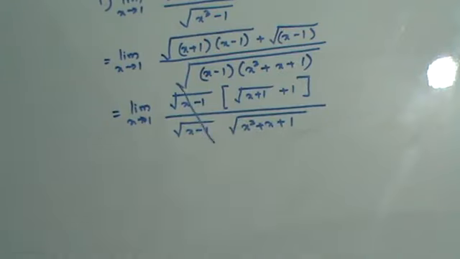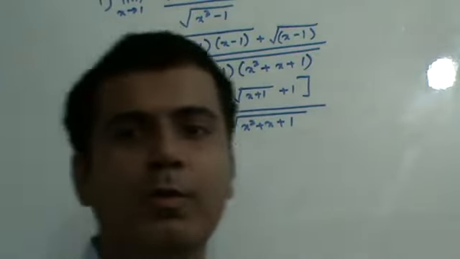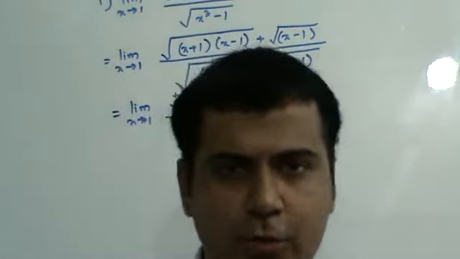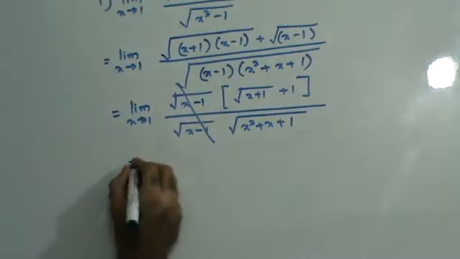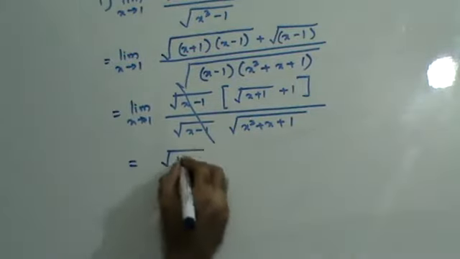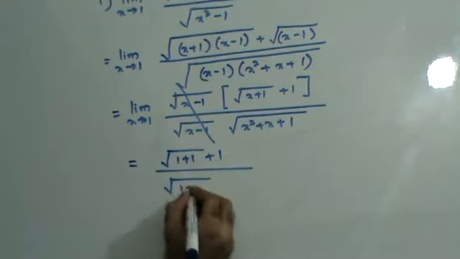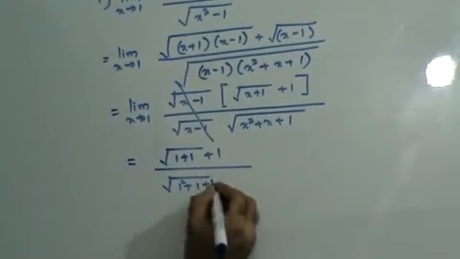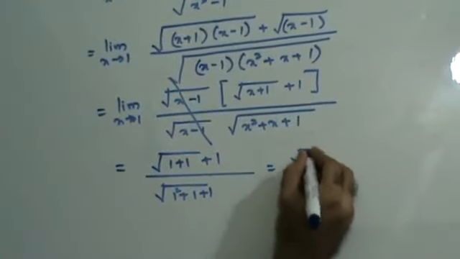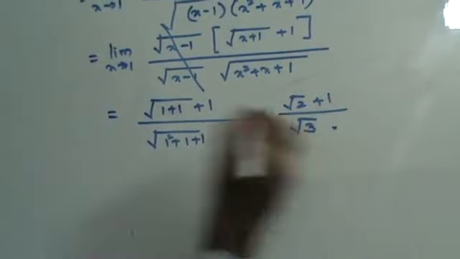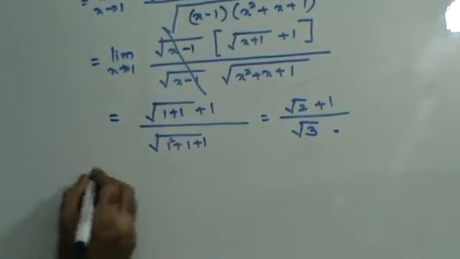I can cancel root of x minus 1 in the numerator and denominator. Once I cancel, all I need to do is just substitute the values. Let's substitute the values. This is going to be 1 plus 1 plus 1 upon 1 plus 1 plus 1. So this is root 2 plus 1 upon root 3. That shall be the answer. Let's see another sum.